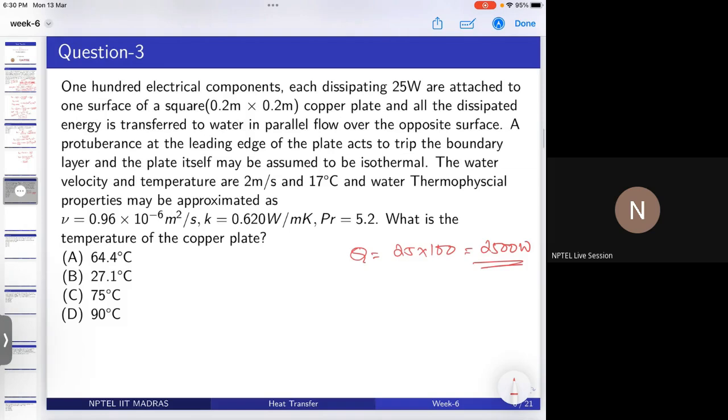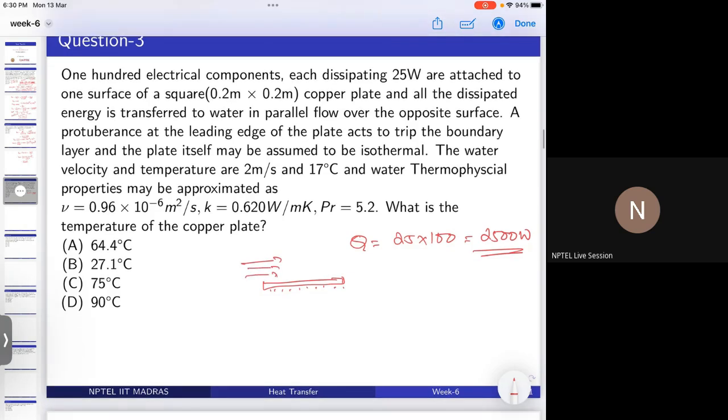On one surface, we have the components which are generating heat, and this heat is dissipated to the water which is flowing at the opposite side. I hope you can visualize the situation. This is the plate, and let's assume that at the bottom we have the components, and at the top water is flowing. It's like flow over a flat plate. We can assume that the device surface is isothermal.